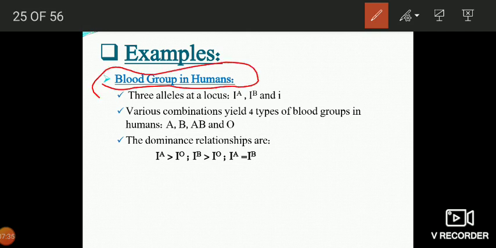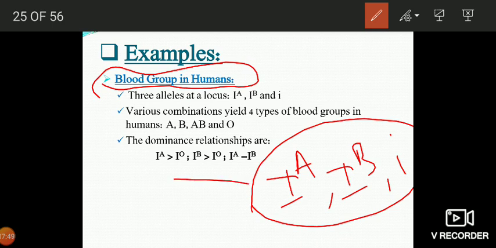Blood group in humans, 3 alleles at a locus are there. One is IA, second is IB, we have already discussed it, and third is I. This occurrence of more than 2 alleles for a gene determining blood group in humans, this is the best example of multiple allelism. And the various combinations that are possible here, because of these multiple alleles, it yields 4 types of blood groups in human beings: A, B, AB, and O. 4 types of phenotypes are possible.